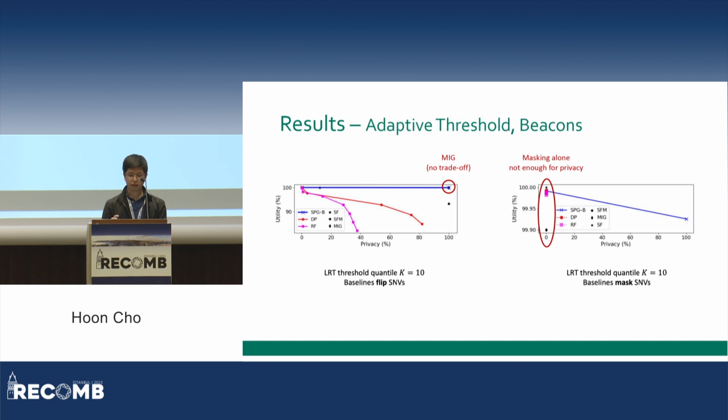And on the right side, there's something interesting going on here where all the baselines have 0 privacy. And what this means is that in this challenging attack scenario, only masking the variants is not enough to gain any privacy protection. And so SPG is able to combine masking with flipping to obtain a version of this mechanism that gives full privacy protection with minimal loss in utility.